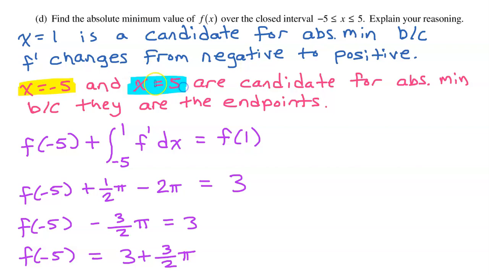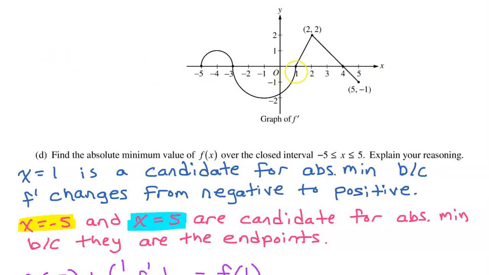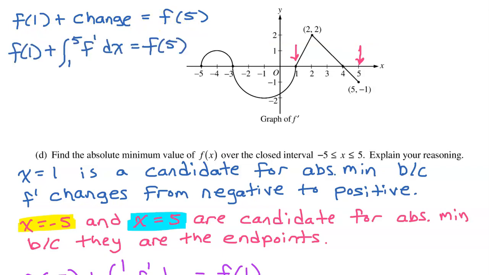Let's see if we can set up a similar equation that will allow us to find the value of f at x equals 5. So what will be our starting value and our ending value? If we want to find the value at x equals 5, then that's going to be our ending value. We will pick x equals 1 as our starting value because that's a value that we know. As you set up your equation, you should be thinking the beginning value plus the change should equal the end value. But the change in f from 1 to 5 is the integral of f prime from 1 to 5.